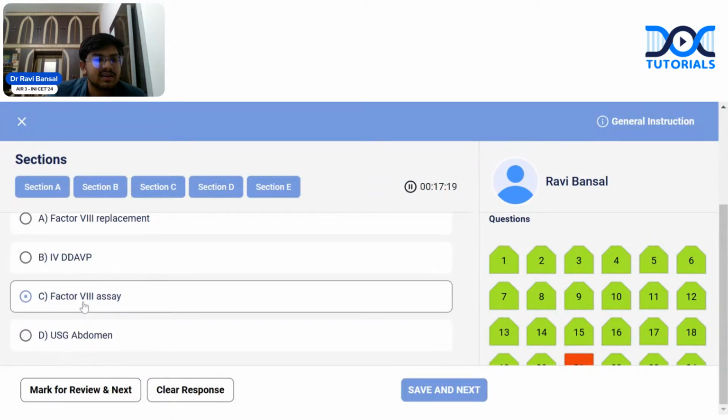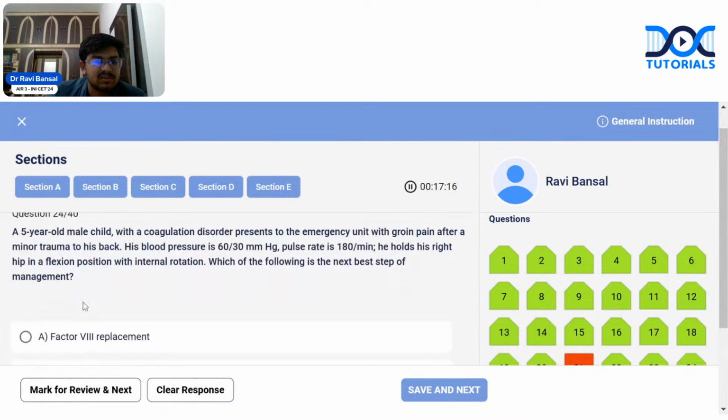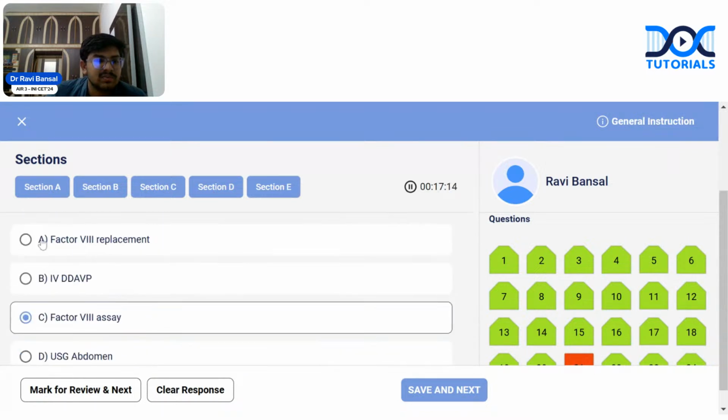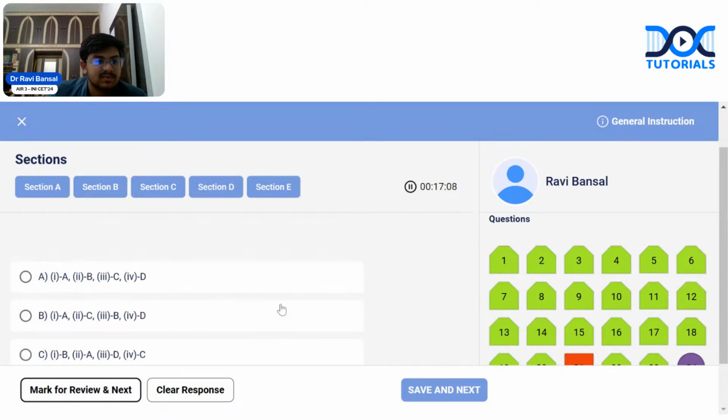I will mark factor 8 assay first to diagnose, before you do replacement for factor 8, which is a very costly drug. I will review it later. I'm not sure about this.